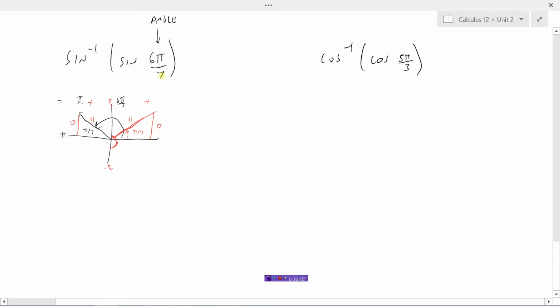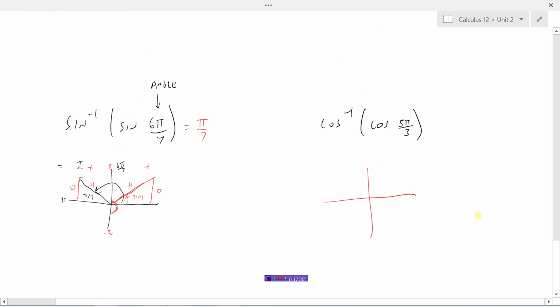So instead of 6 pi over 7, which would be undefined in the inverse sine function, we can say this is exactly the same as the angle pi over 7. So the sine ratio of 6 pi over 7 is going to be identical to the sine ratio of pi over 7. Basically, all this is a matter of figuring out which quadrant this angle ends up in, and then finding the exact same angle, the exact same ratio in either quadrant 1 or quadrant 4, because that's where sine's defined. If we look at this one, we're asked to find the inverse cosine of something.